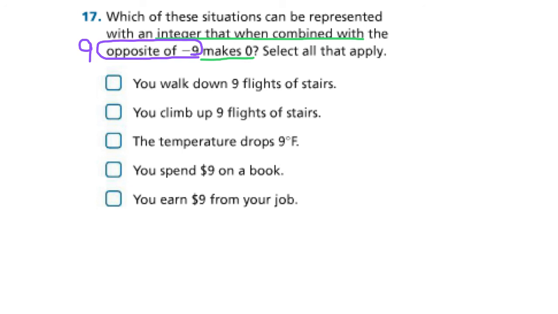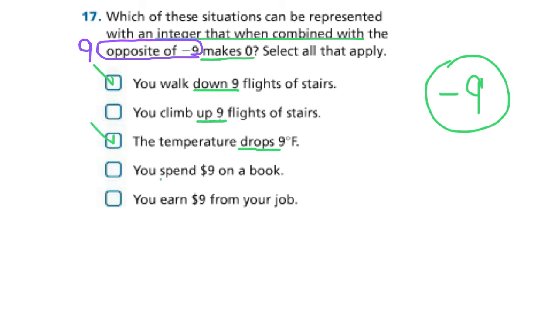The situations I am looking for are the ones that represent a -9. Let's read these. You walk down 9 flights of stairs. That is a good choice. Down is negative. You climb up 9 flights of stairs. Well, up is a positive word, so that is not going to be a choice. The temperature drops 9 degrees Fahrenheit. Drops is a negative term.